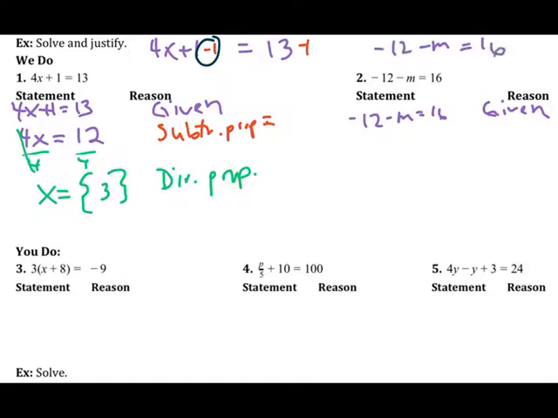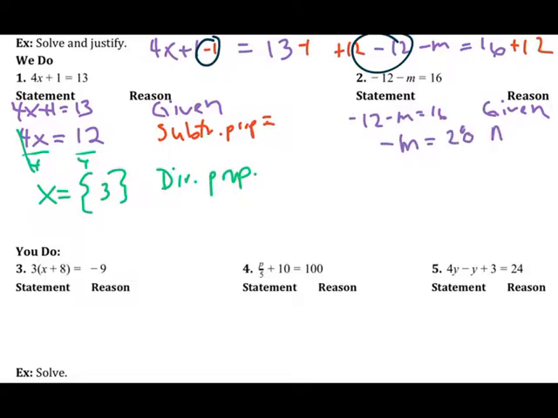So how do I get rid of negative 12? I'm going to add 12 on both sides. That means on the left, this is going to become 0, so all that's left is negative m. And on the right-hand side, 16 plus 12 is going to give me 28.